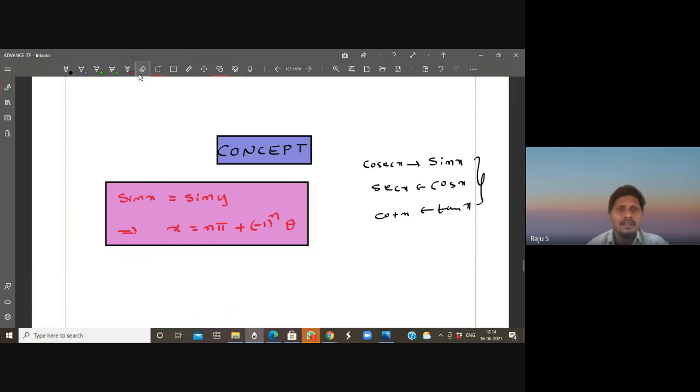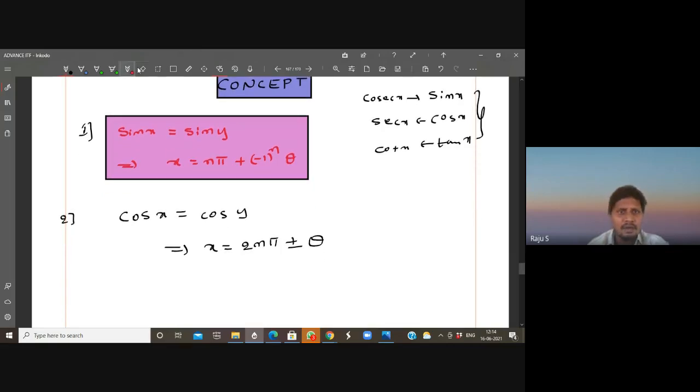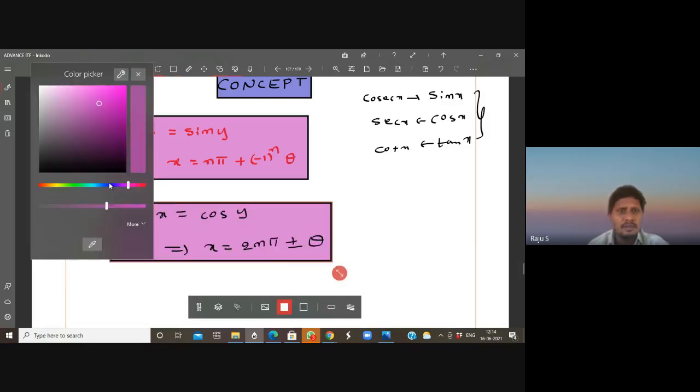Okay. In the same way, I'm going to write for cos. Second one is cos. Cos x is equal to cos y, which implies x is equal to 2n pi plus or minus theta. I'm going to explain you with the help of some example. Okay, let's see some example also, no problem, right?